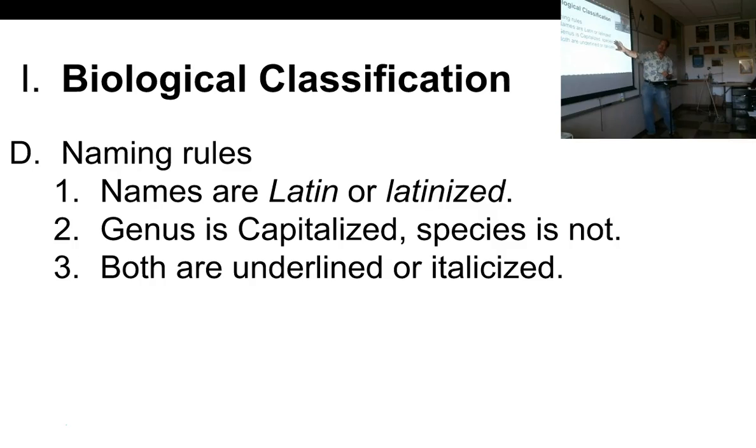So that's how we indicate the genus and the species of the creatures, and that helps them stand out on the page. If you're reading something about an organism, the name will jump out at you because the name is either italicized or underlined.